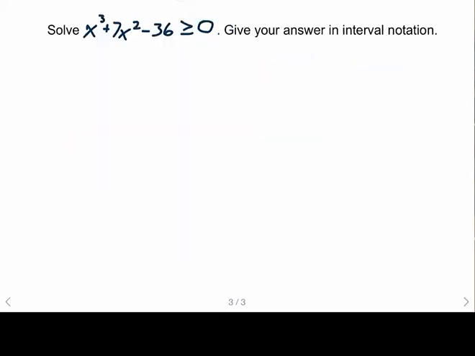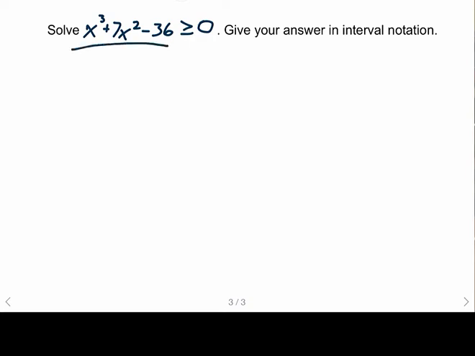Next, we have: solve x cubed plus 7x squared minus 36 is greater than or equal to 0, giving our answer in interval notation. Our strategy: find zeros, pick test points, write intervals. Finding zeros in this case is a little more interesting. Here we have a polynomial expression.